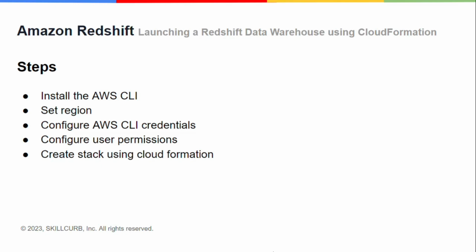And to launch a Redshift data warehouse using CloudFormation, we will first install the AWS CLI, then we will set the default region, then we will configure the AWS CLI credentials, then we are going to configure the user permissions to enable interaction, and then finally we will create a stack using CloudFormation using the AWS CLI.